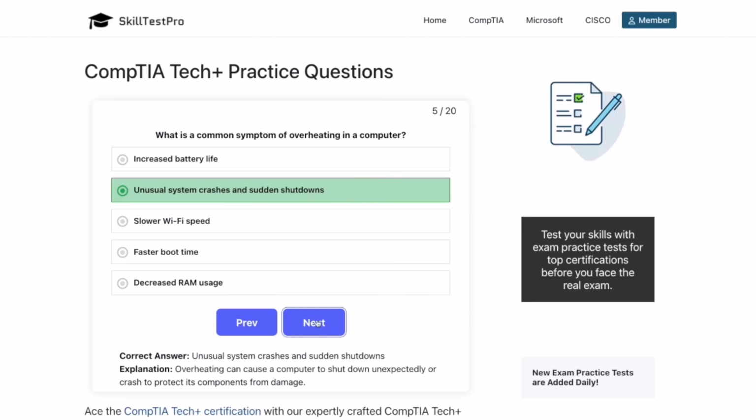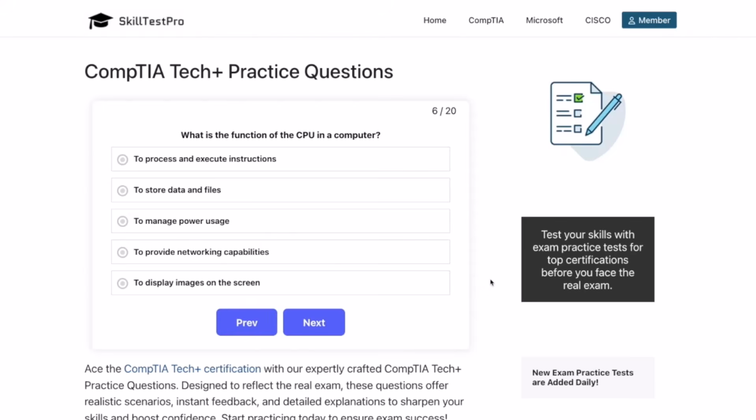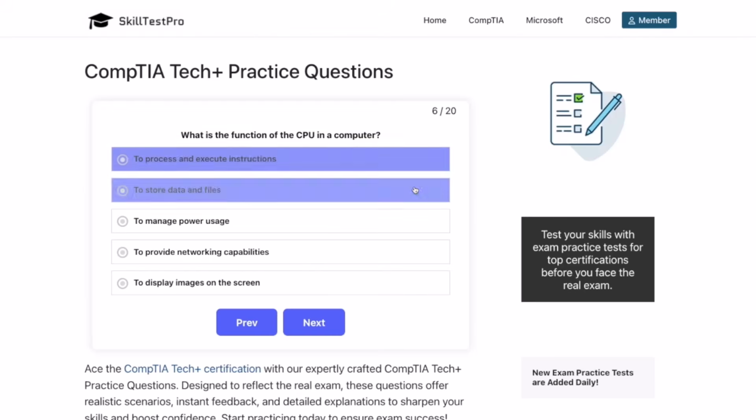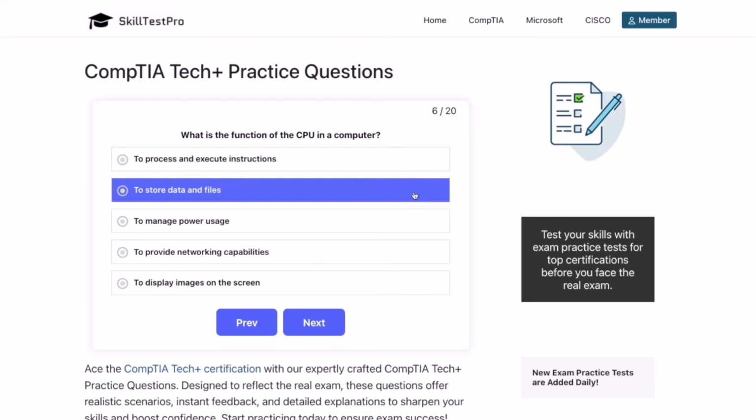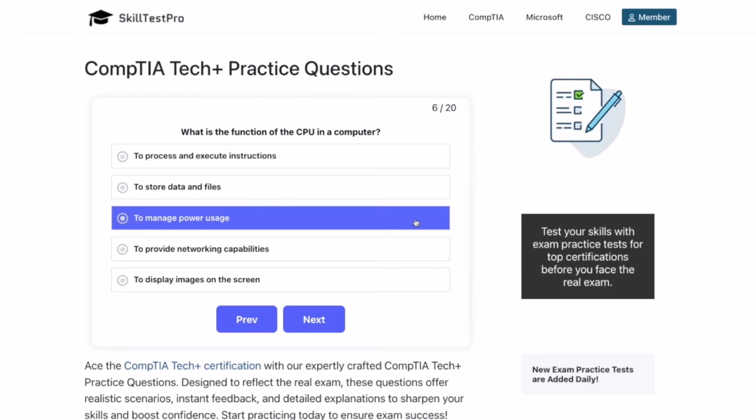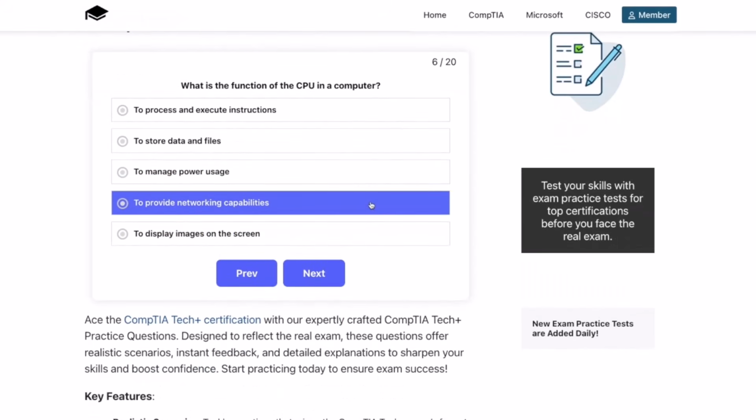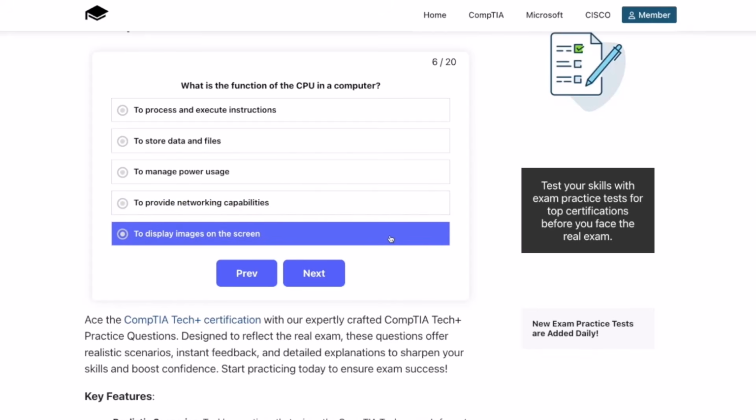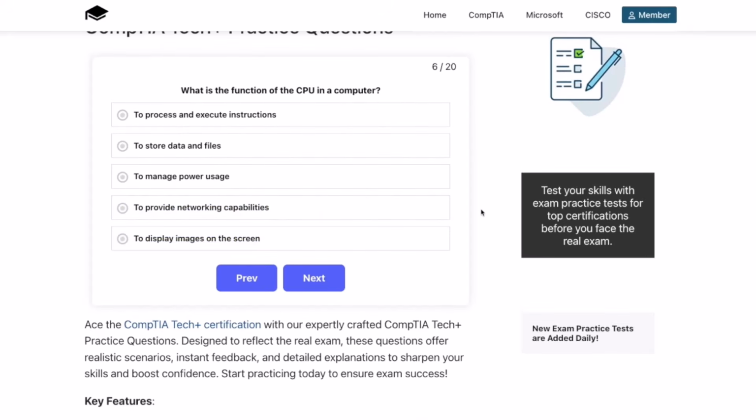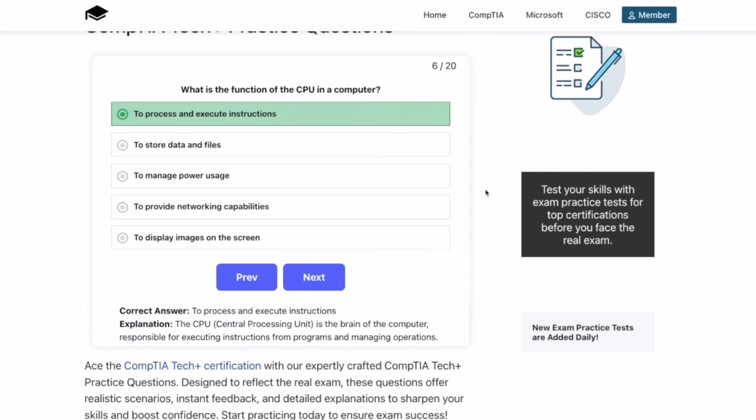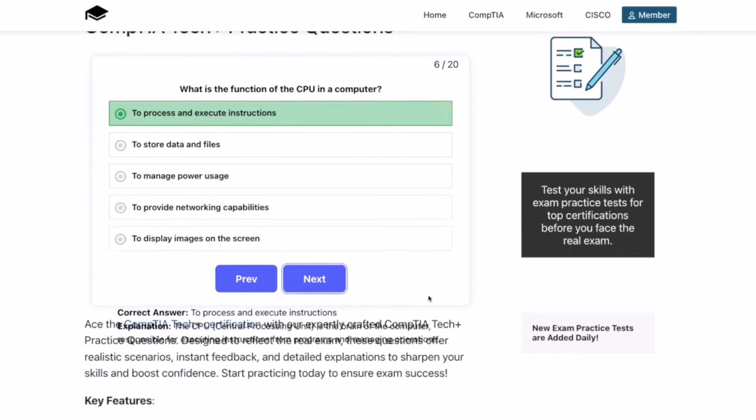All right, question 6. What is the function of the CPU in a computer? To process and execute instructions? To store data and files? To manage power usage? To provide networking capabilities? Or to display images on the screen? The correct answer is to process and execute instructions. The CPU, or Central Processing Unit, is the brain of the computer, responsible for executing instructions from programs and managing operations.